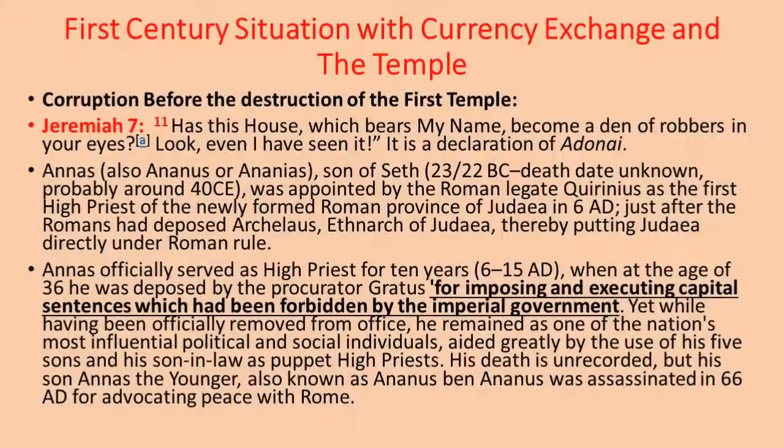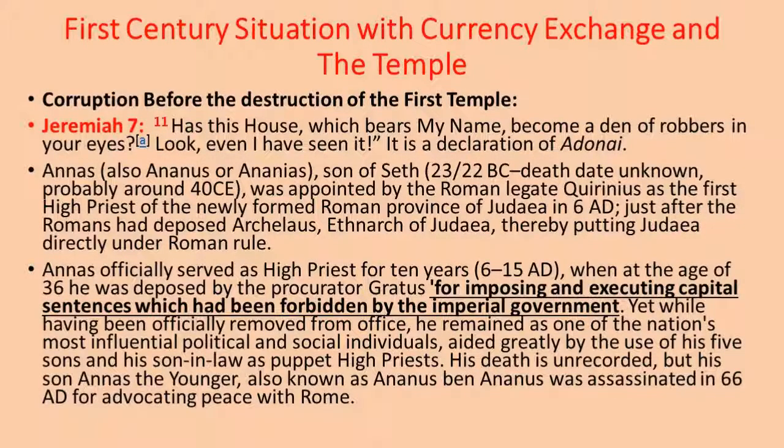All right. So this is where we kind of understand how the first century corruption got into it. But Annas is one of the high priests, also known as Ananias, son of Seth. He's from 23, 22 BC. His death date is unknown. Probably they think somewhere around 40 Common Era, 40 AD.